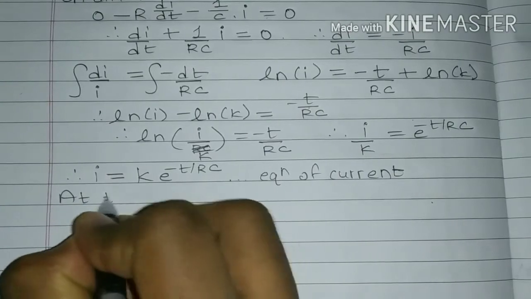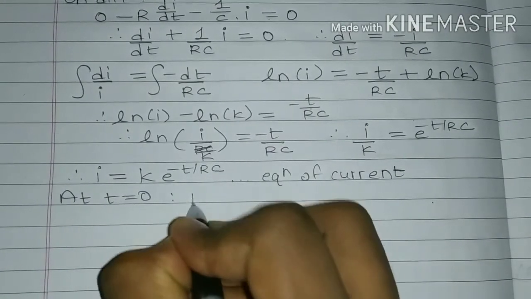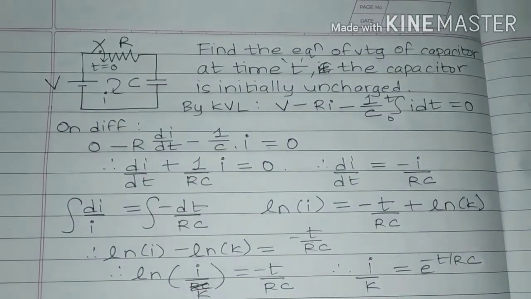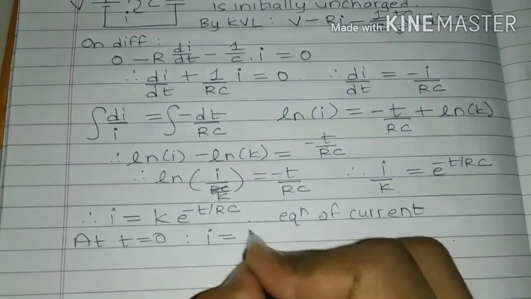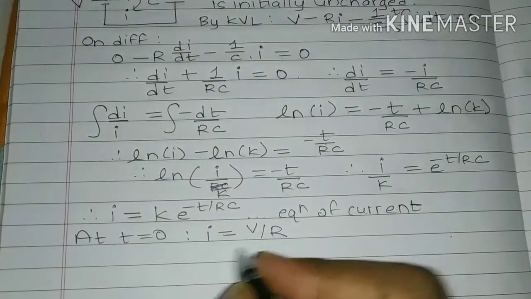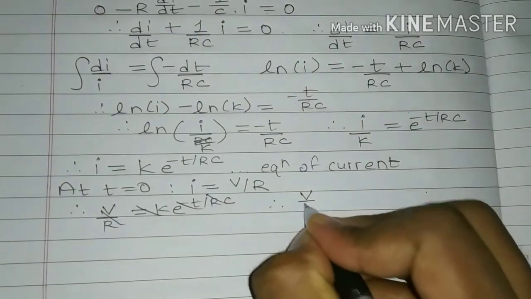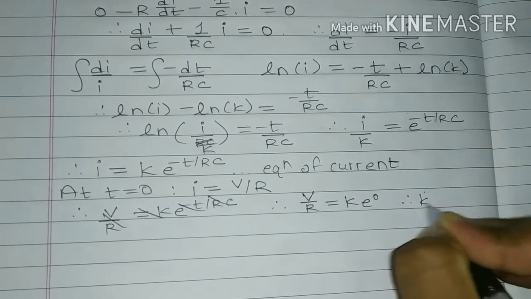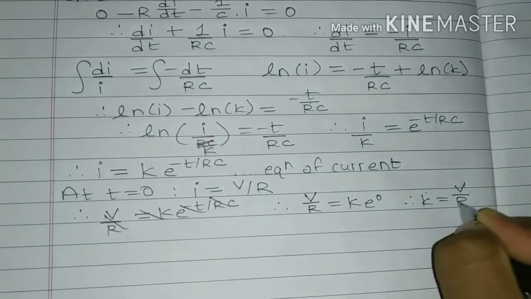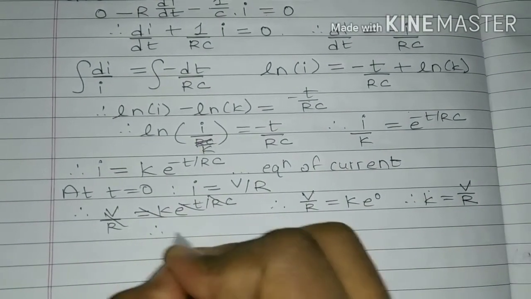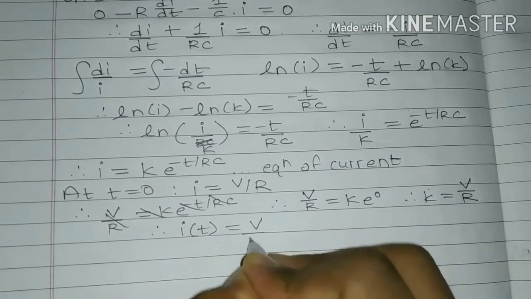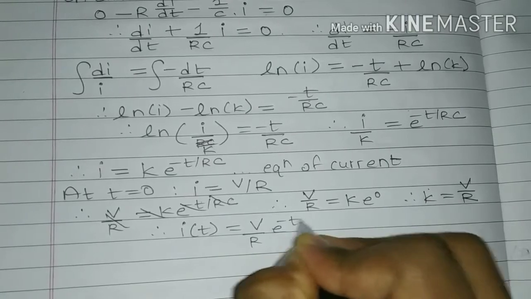At t is equal to 0, the current I will be, from the circuit we can see that the capacitor at t equal to 0 will act as a short circuit. So I is V by R. Therefore, V by R is equal to k into e raised to 0, where e raised to 0 is 1. Therefore, k is equal to V by R. Hence, I of t is equal to V by R e raised to minus t by RC.